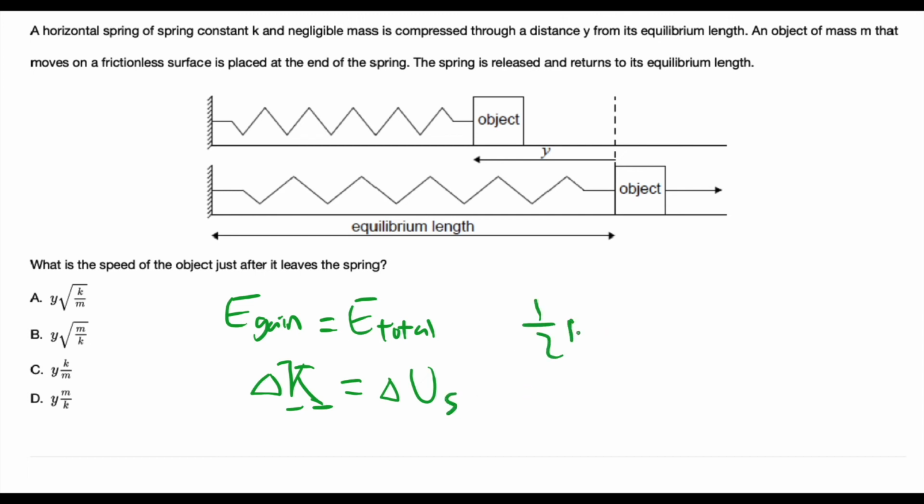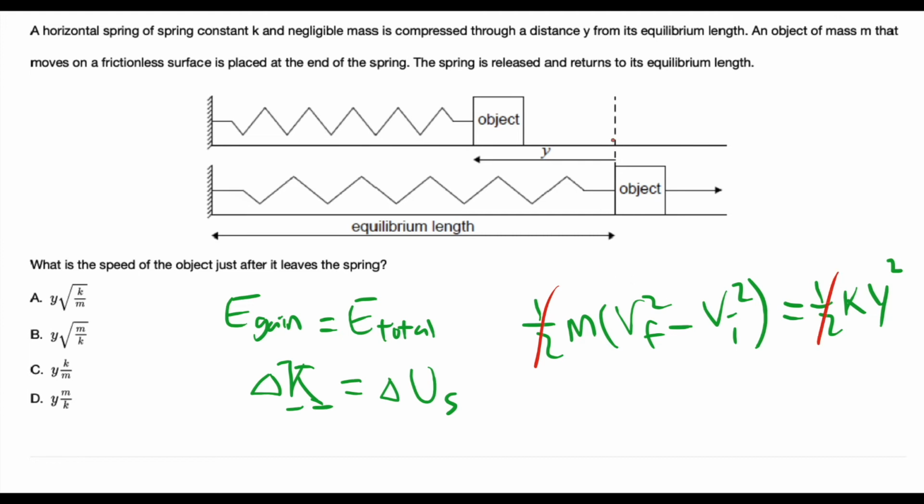So 1/2 times mass times vf squared, the final velocity squared, minus initial velocity squared is equal to 1/2 times spring constant times y squared. Here y is the distance the object moves. So the 1/2 cancels off, and the final velocity is the velocity at the equilibrium position, which has a value of 0. Now we have m times vi squared with a negative sign is equal to ky squared. Since the question is asking for the speed, we only take the magnitude, so we don't care about the negative sign here.